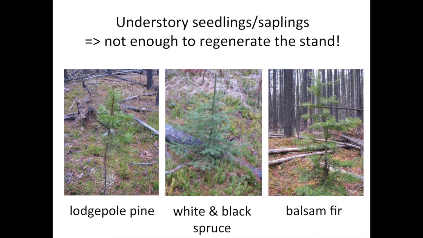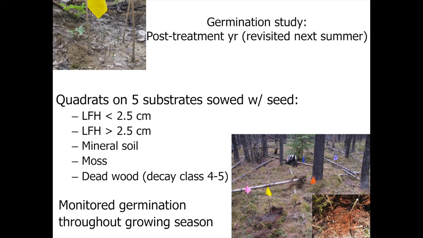But as I mentioned, there's absolutely no way that these are going to be able to constitute a forest in the future without something happening. So this then led me to do this germination study in the post-treatment year. I was interested in looking amongst those 4 different treatments, first off, whether there are any differences between them, which is the most important thing for me. But also I was thinking about the availability of these different substrates within those forest types. Again, these are very much feather moss dominated systems, so feather moss isn't necessarily very friendly, suitable habitat for germination and then for growth.